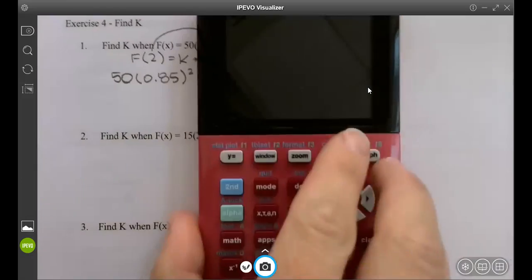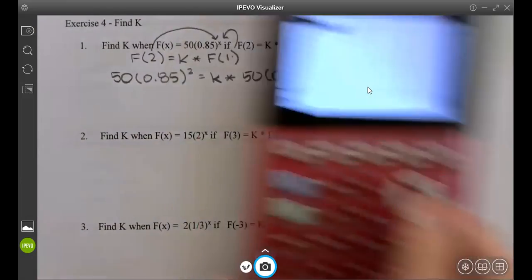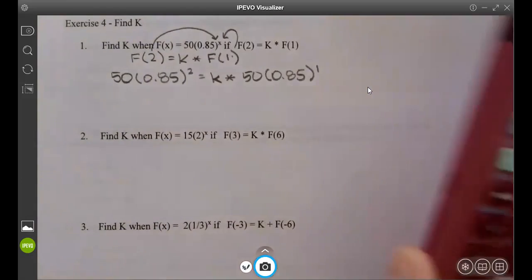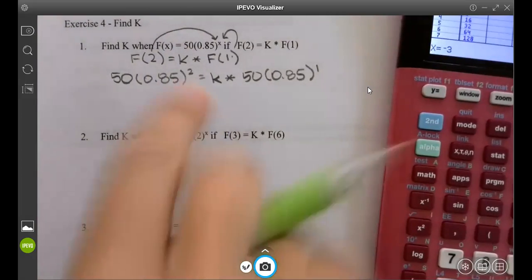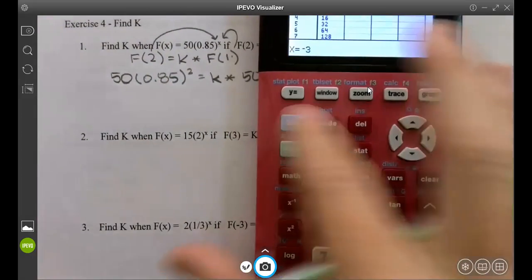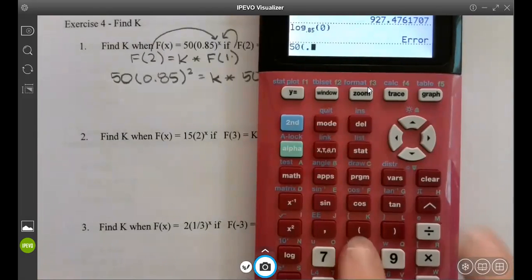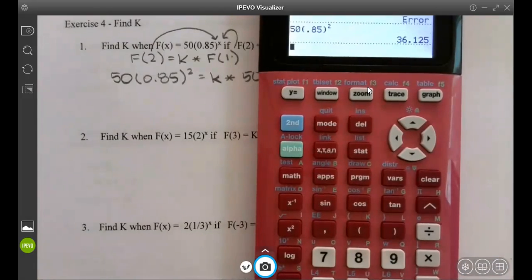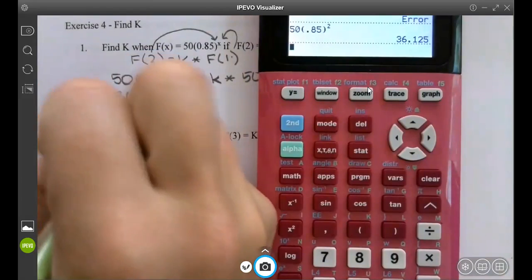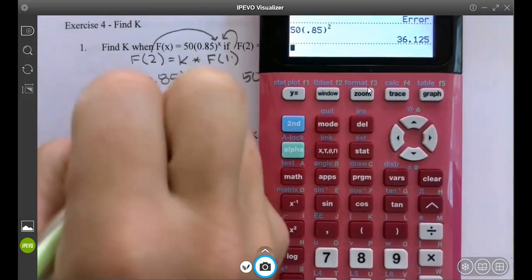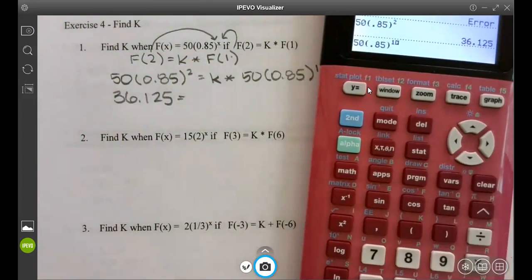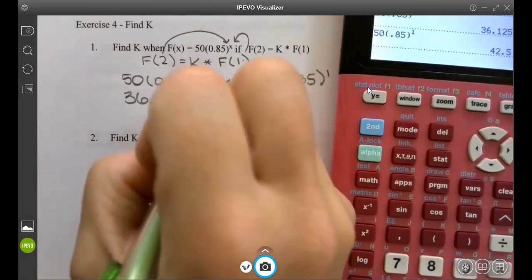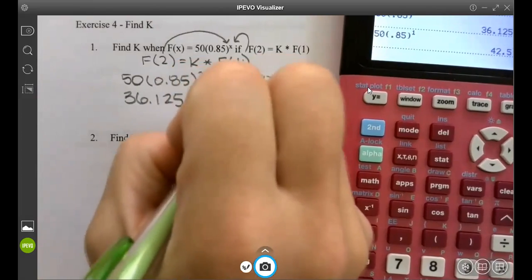Evaluate them. You just literally put them in your calculator. You can also do this part on Desmos as well. Just make this an X instead of a K. Okay, it'll work the same way. So 50 times 0.85 to the second is 36.125. 50 times 0.85 to the 1 is 42.5, and we're going to multiply that by K.